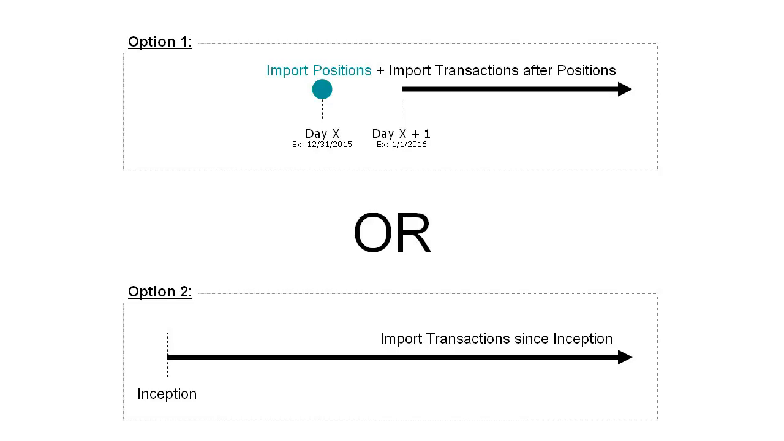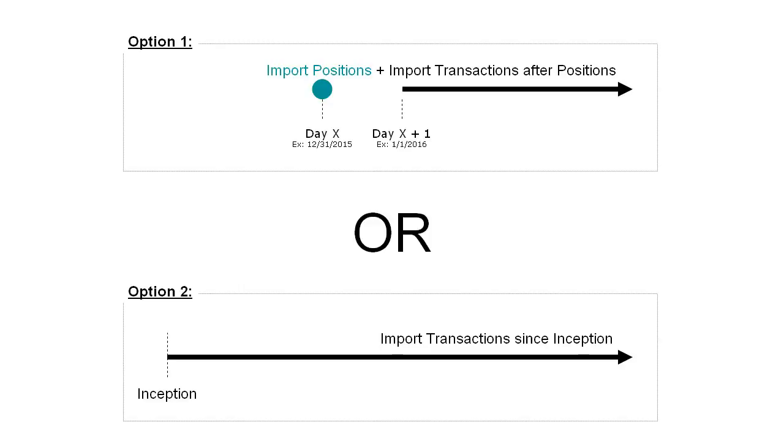When first getting started, you may want to import positions as of a certain date and then import transactions from the next day forward. If you have all the transaction data available back to inception, you can skip importing positions and just import all the transaction data. You would only ever import positions at most one time. If you do import positions, you'll not have historical data before this date.